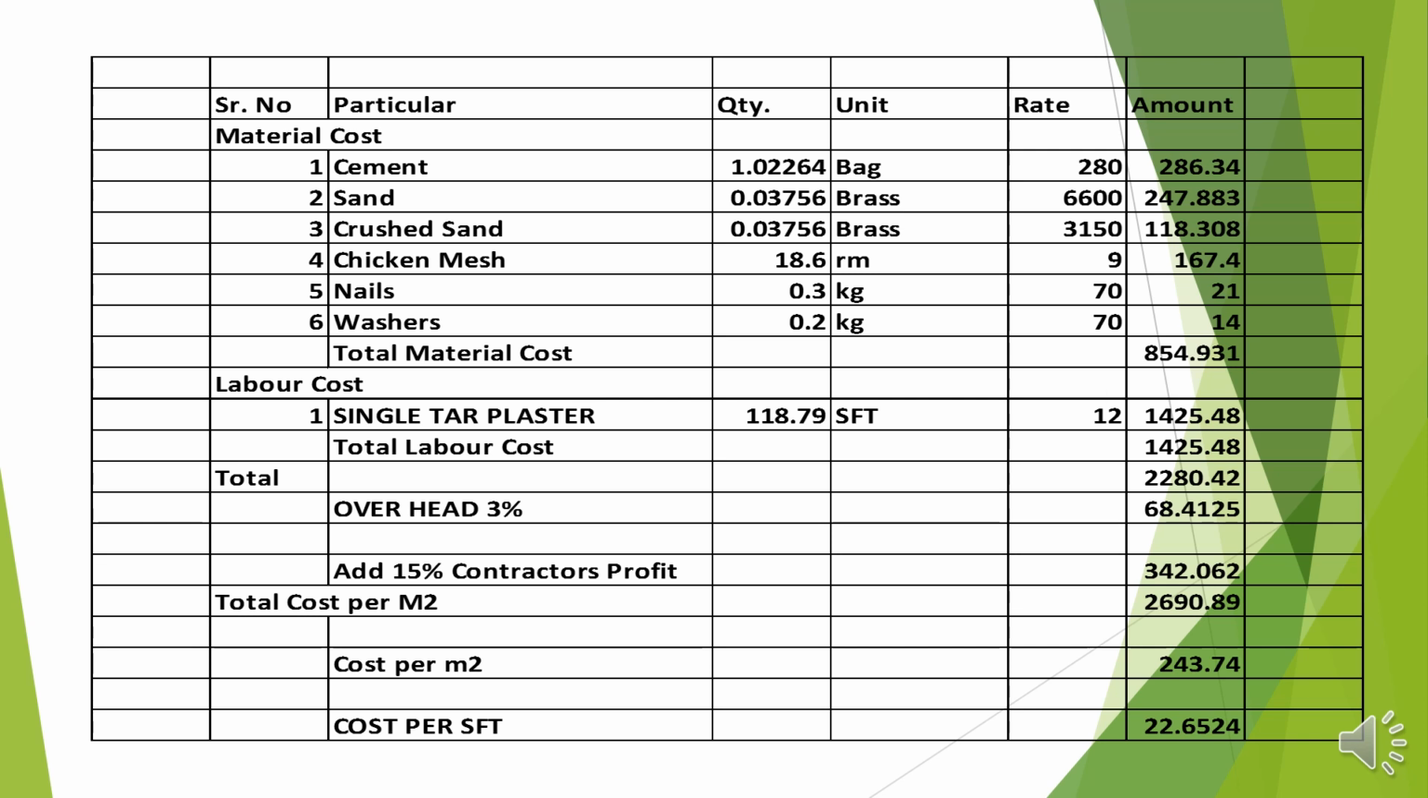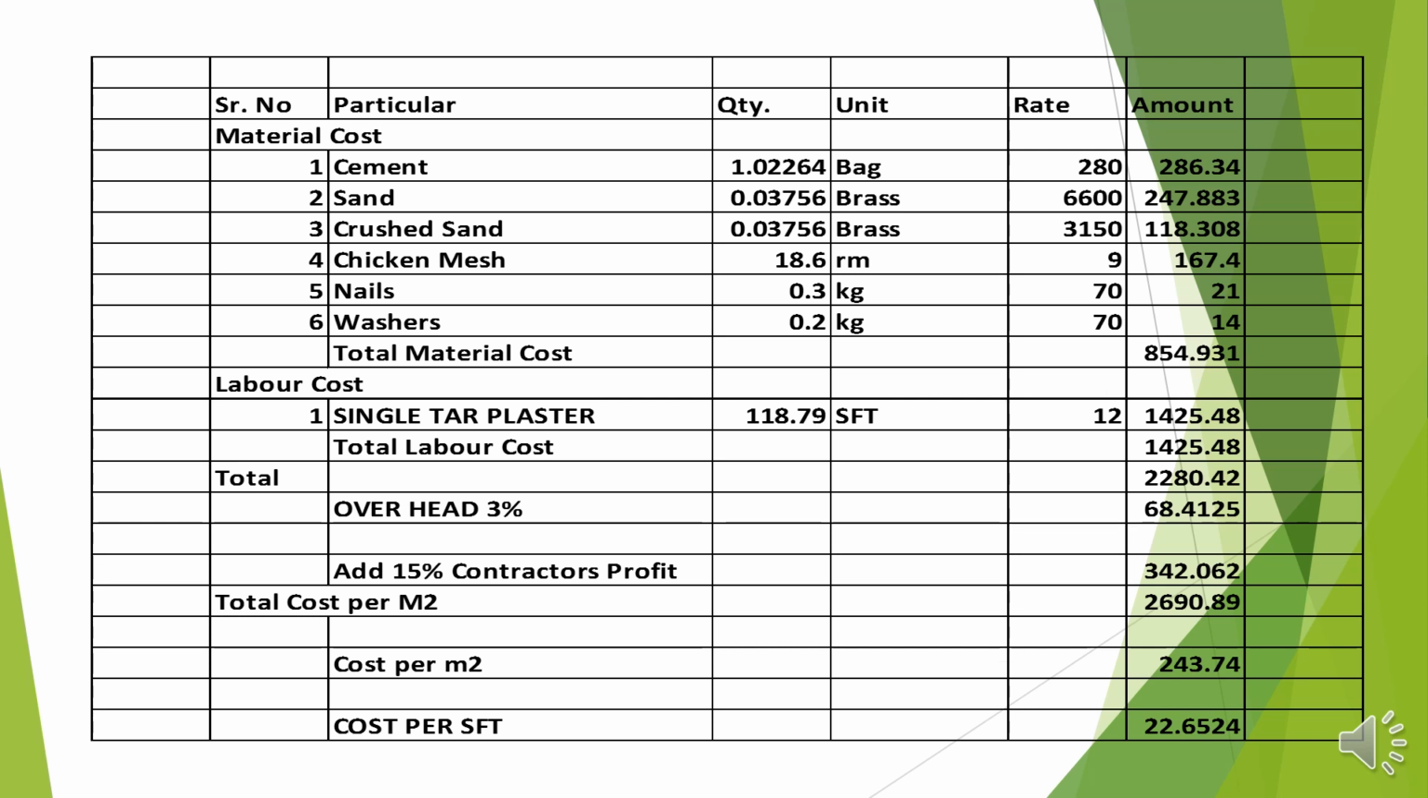Hence the material cost will be 854.93. The labor cost I consider as 12 rupees per square feet, which will make 1425.48. Hence total material plus labor cost will come around 2280.42. Overhead 3% will make 68.41. 15% of the contractor's profit will be 342.